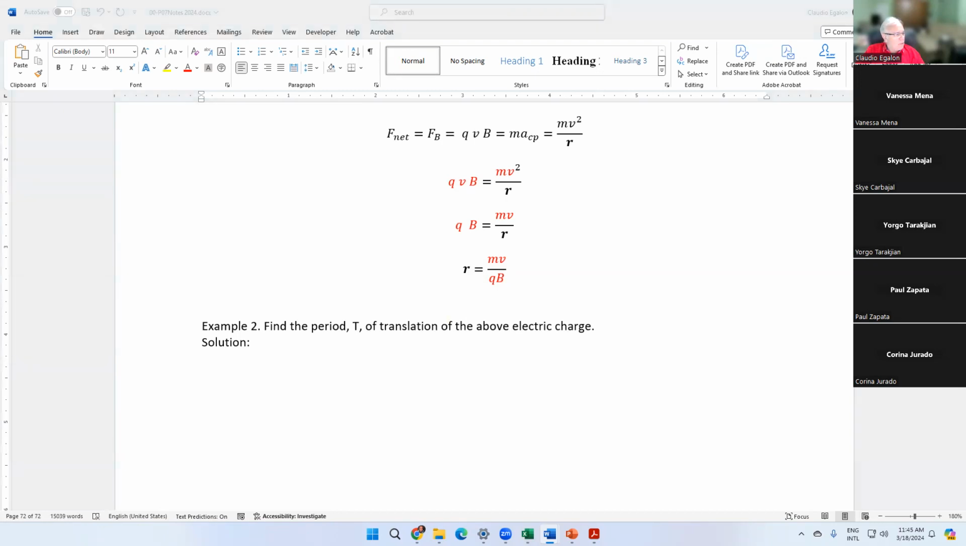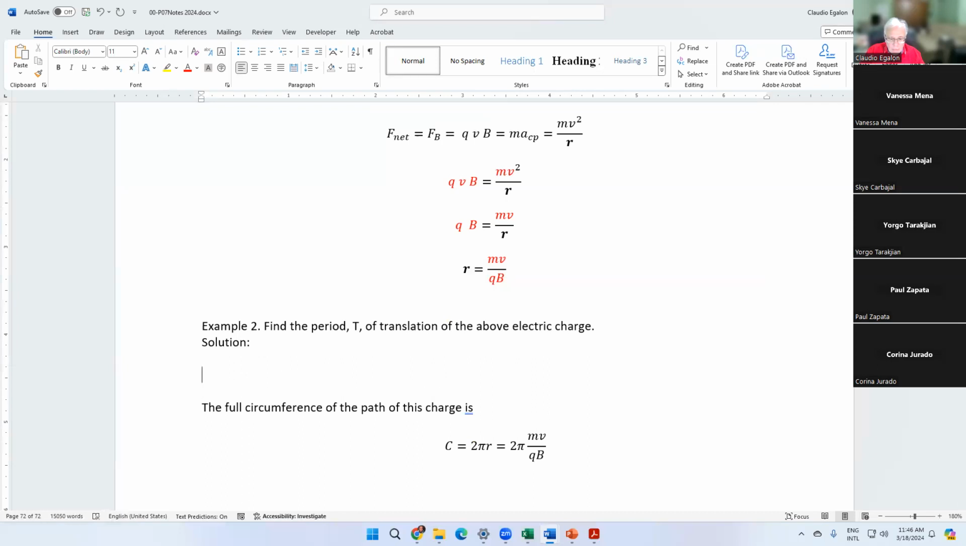So the full circumference of the path of this charge is going to be given by, we need that. We need to know this full circumference, right? Because we need to find the period. Why do we need that? Well, there's a very good reason.